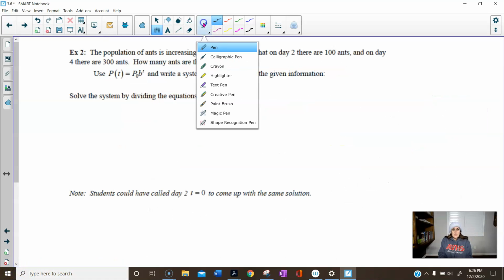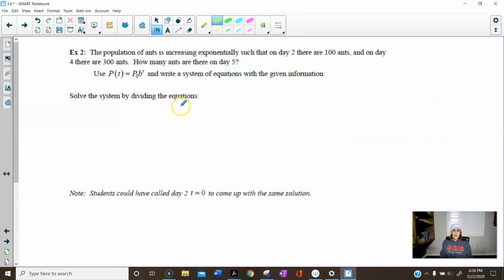So example 2 is the population of ants is increasing exponentially. Ooh, that did not work.